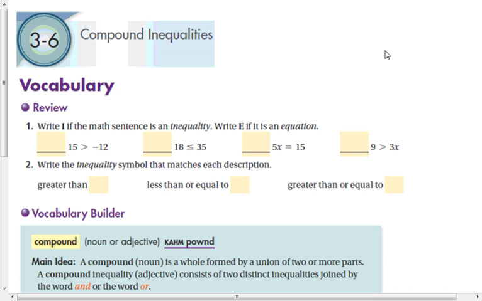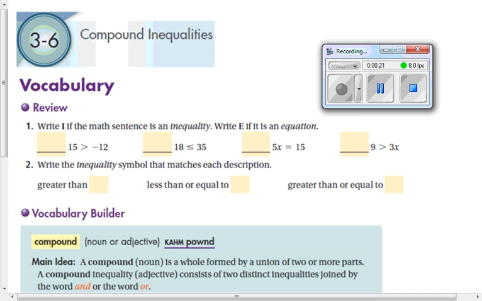In this lesson, we will learn how to solve and graph inequalities containing the word "and," and solve and graph inequalities containing the word "or." We'll also learn the significance of the word "and" or "or." Go ahead and do this review and I'll check back with you.